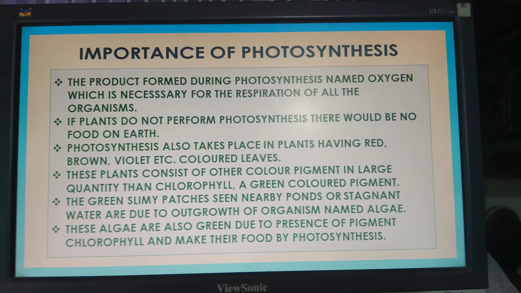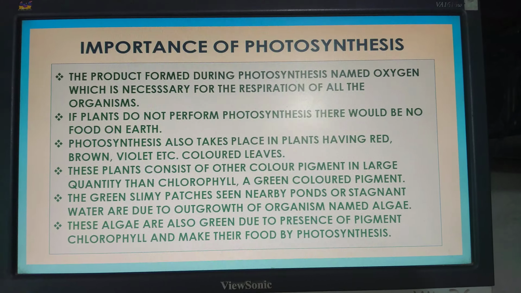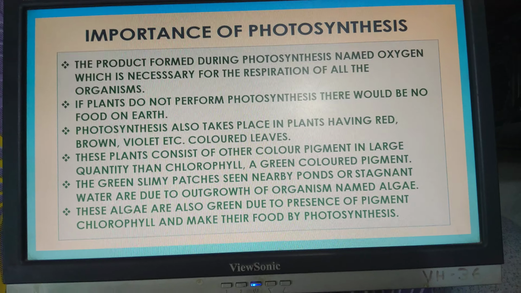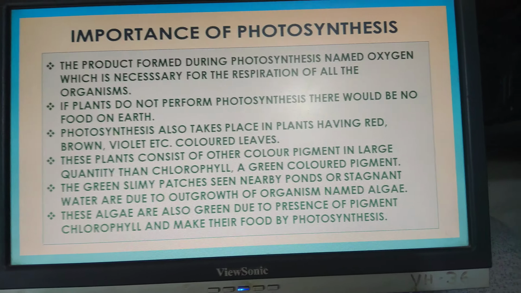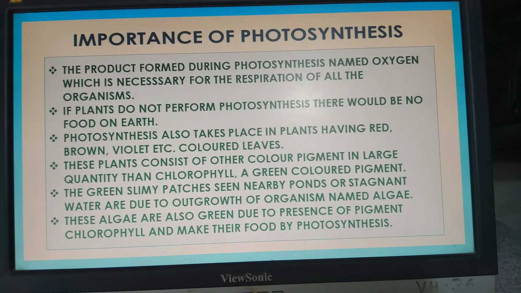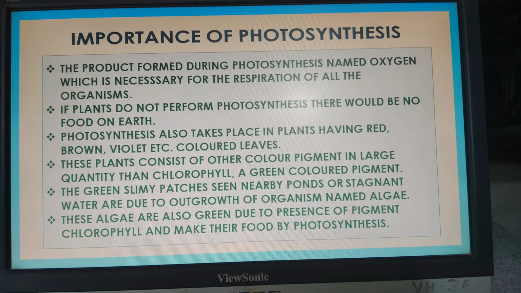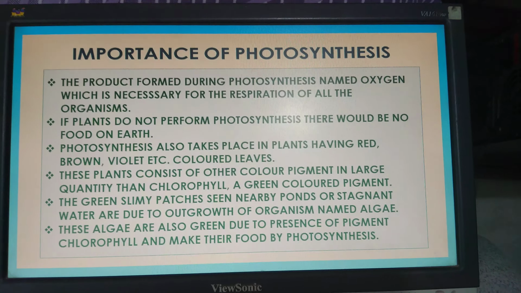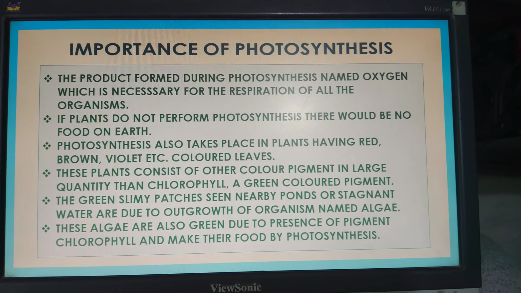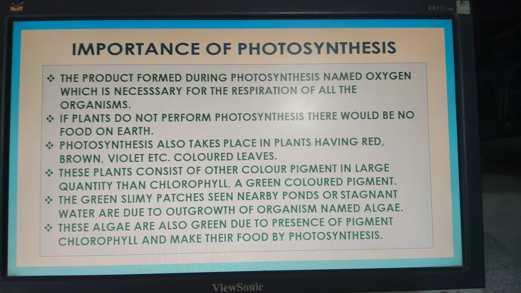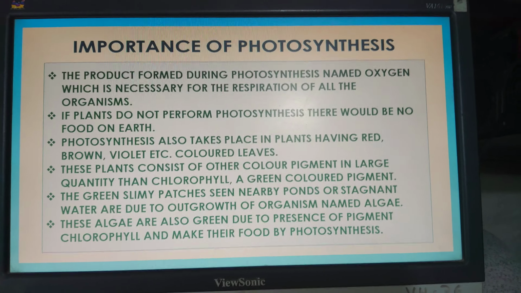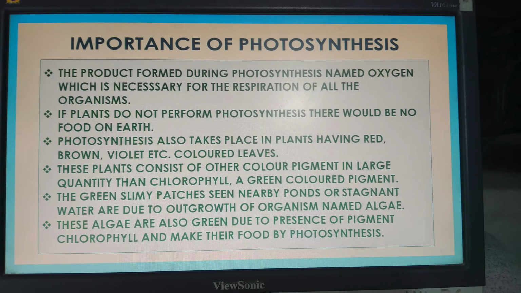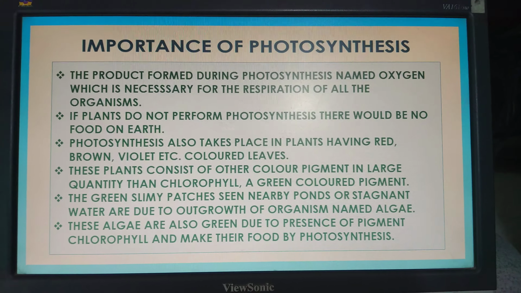These plants contain a colored pigment in larger quantity than chlorophyll, the green colored pigment. The green slimy patches seen near ponds or stagnant water are due to the outgrowth of organisms named algae. These algae are also green due to the presence of the pigment chlorophyll, and make their food by the process of photosynthesis.